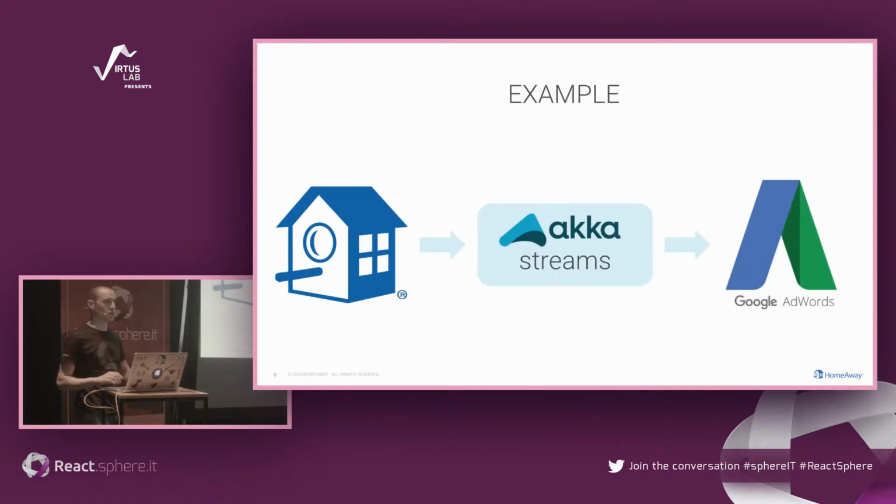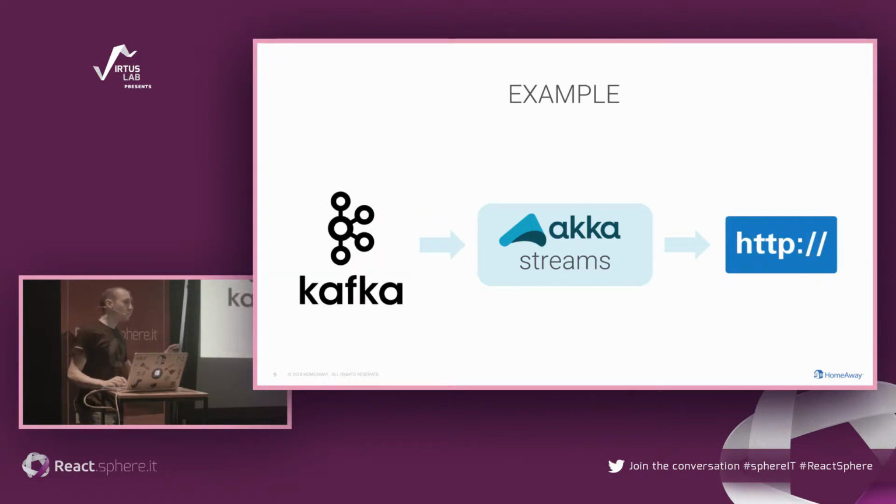For the purpose of this talk, we're going to build an example pipeline. We'll assume we have a flow of property data changes coming from HomeAway, and we want to validate this data and send it over to Google AdWords. This is necessary to keep them in sync with our systems, as said before. Suppose we have a Kafka feed on the left-hand side, and on the AdWords side, we have an HTTP API. This is actually a simplified view of the feed that we have in production right now.